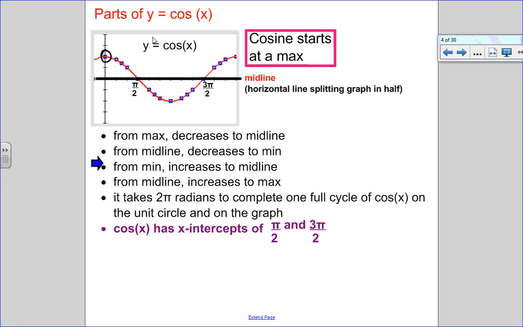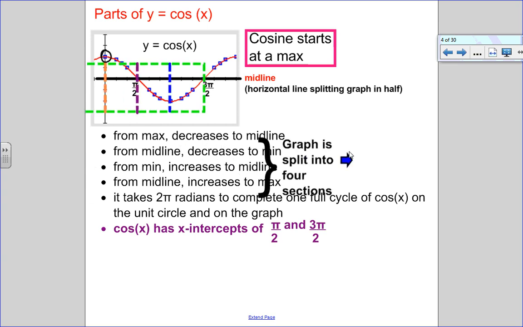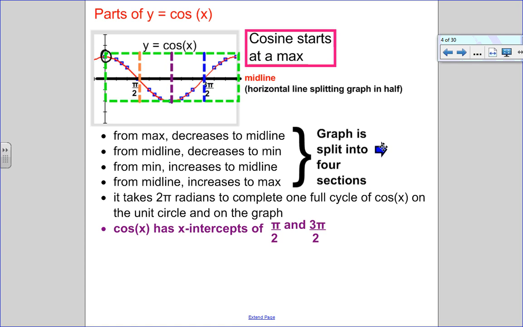You can see this graph here looks very fluid from 0 to 2 pi or 0 to 360, but it's actually split into 4 sections. It's split into 4 sections because there are 4 quadrants. That's why there's 4 sections to the graph, representing the 4 quadrants on a Cartesian plane. So in the first quadrant, you can see it goes from a max to a midline.